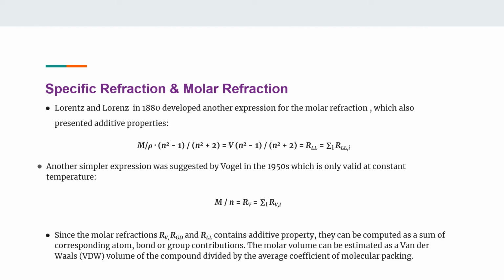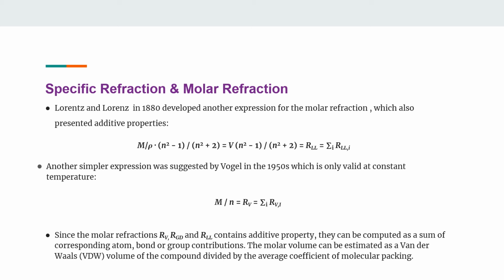Lorentz and Lorenz in 1880 developed another expression for the molar refraction, which also shows additive properties, and this is the equation for that one. And finally, a simpler expression was suggested by Vogel in the 1950s, which is only valid at constant temperature, and this is the equation for that simpler expression.